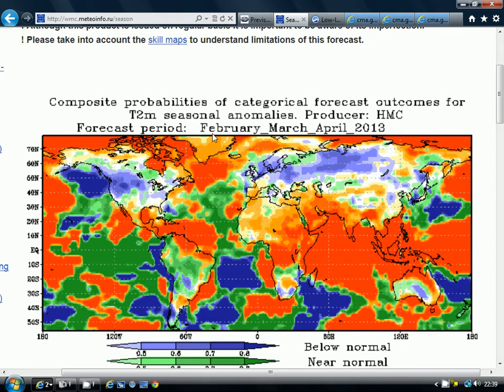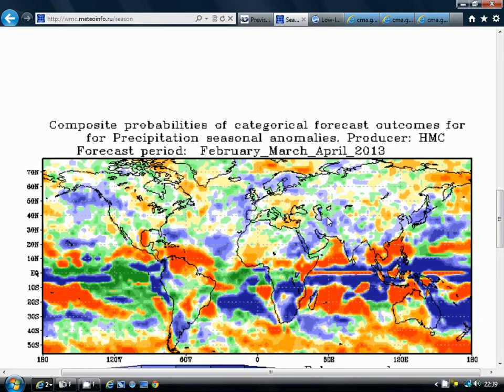Actually, this is for February, March and April, so it's not quite for the spring. We've got to wait for next month to get the full March, April, May anomaly, but this is for the first part and the middle part of the spring, and it's going for a cooler than average period from February to April across many parts of the British Isles and into Scandinavia as well. The probability is for a cooler than average period.